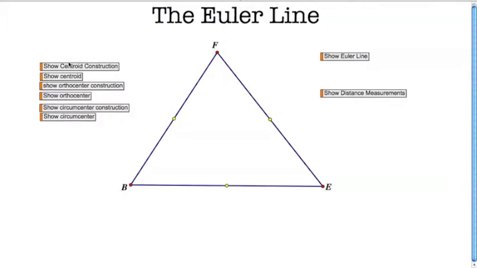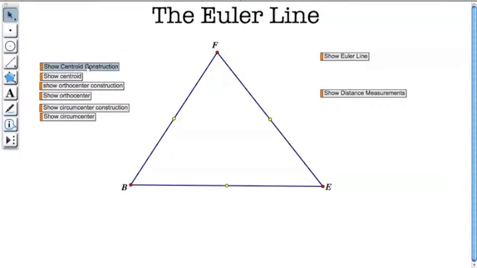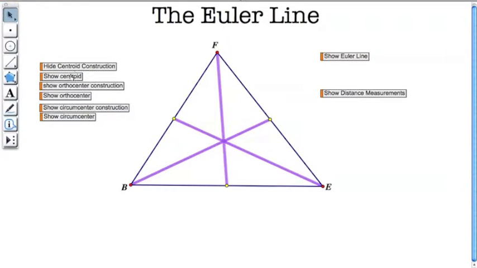To construct the centroid, they would have to find the medians of all the side lengths of the triangle, as you see here marked with the yellow points, and connect those medians to the opposite vertex. So F would go here, B would go to this median, and E would go to this median, like so. The centroid would be constructed by the intersection of all of these lines. So that is the centroid.